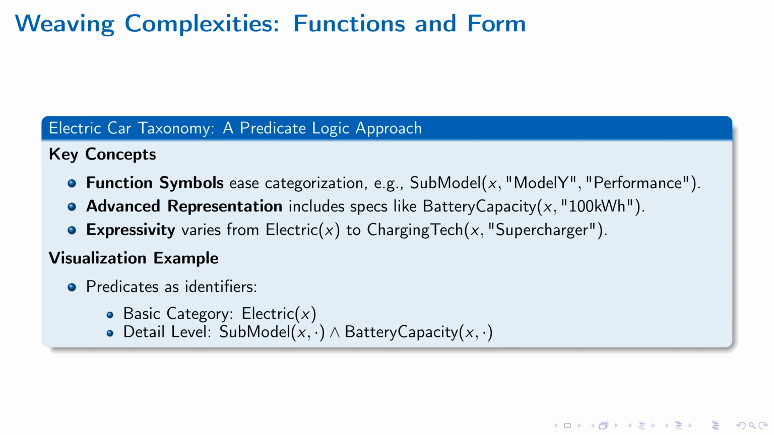Picture these predicates as identifiers, progressing from basic categories like electric to incorporating detailed features as submodel and battery capacity. Thus, we create a complex map of details within broader categories, enhancing the intricacy and richness of our logic system.